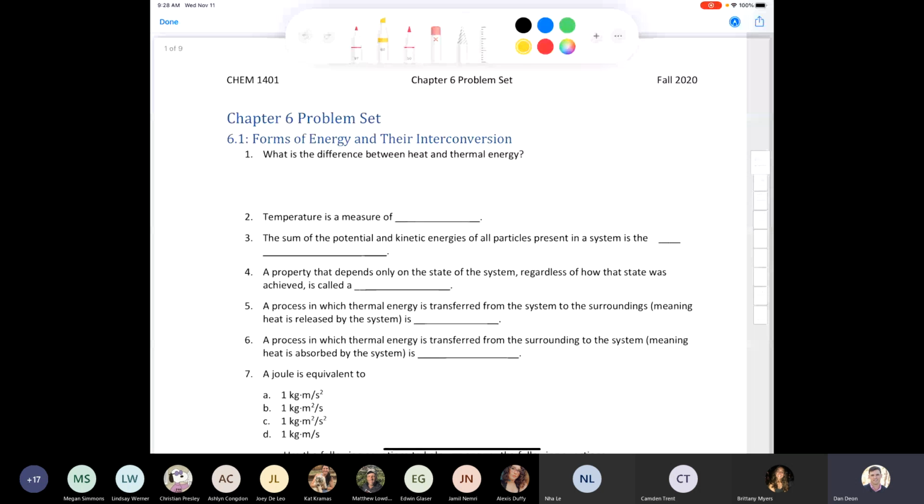Thermal energy is the energy that's associated with the motion of particles, right? Whereas heat is the flow of thermal energy. We use the term heat in our everyday language, and heat represents the flow of thermal energy, but thermal energy is the energy associated with the motion of particles. So let's write that down.